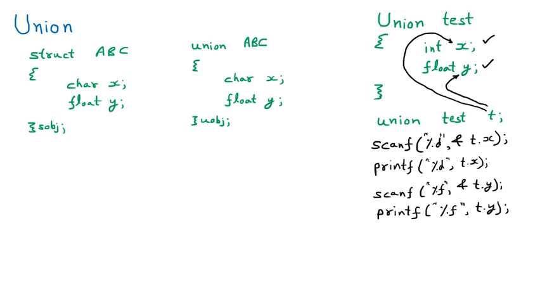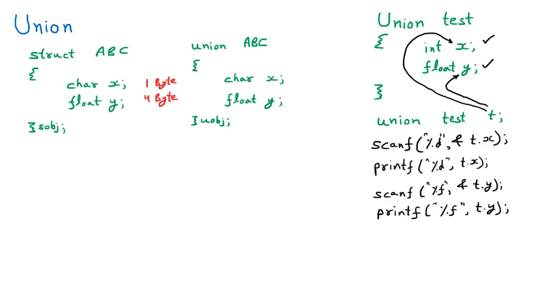Now, check this out. We know that the character size is 1 byte, and we are saying the float is 4 bytes. So both the structure and the union have x and y, a character and a float. The character will take 1 byte, the float will take 4 bytes. Now how is the memory going to work for the structure? First of all, we take the structure and understand how the memory is used.